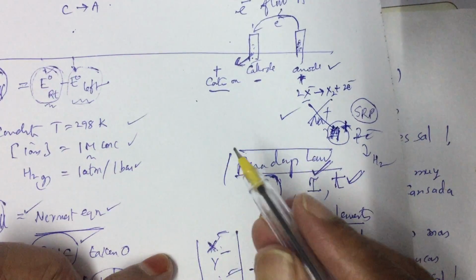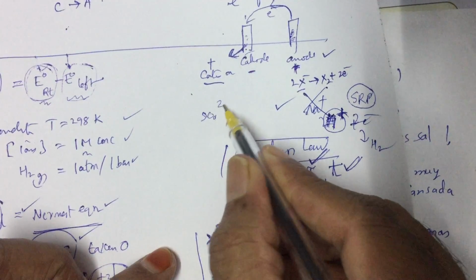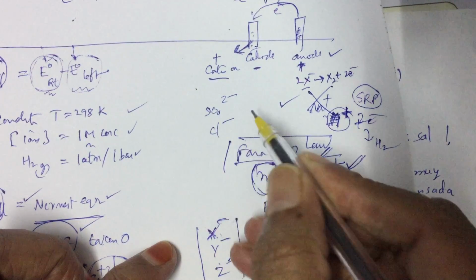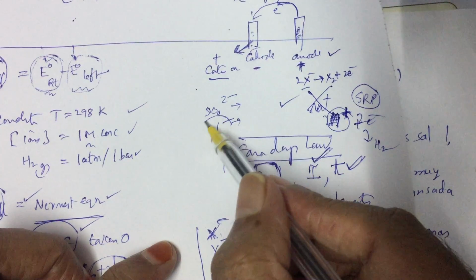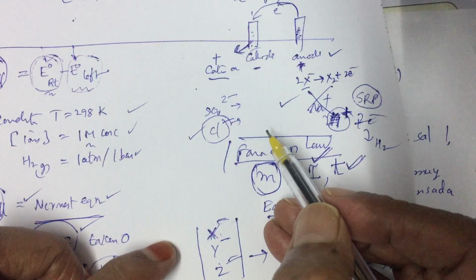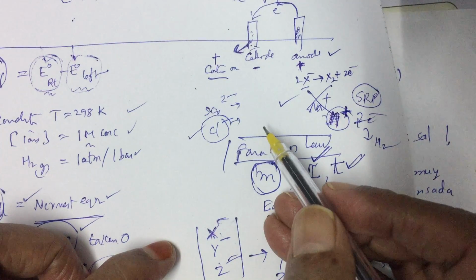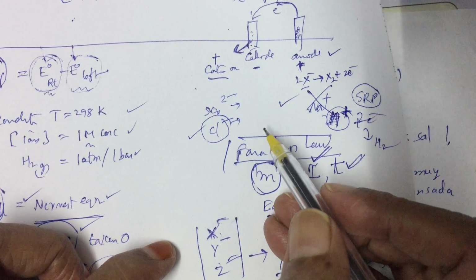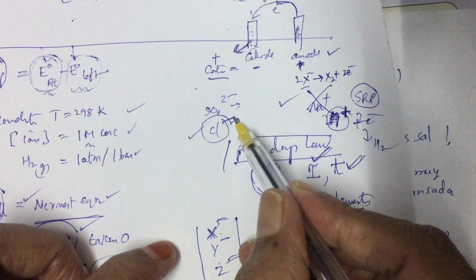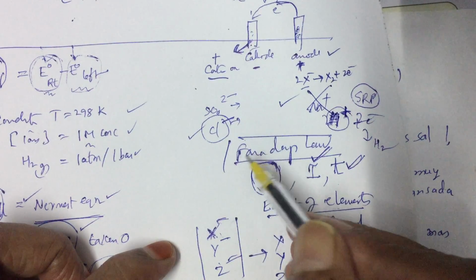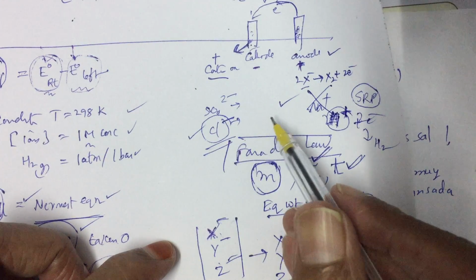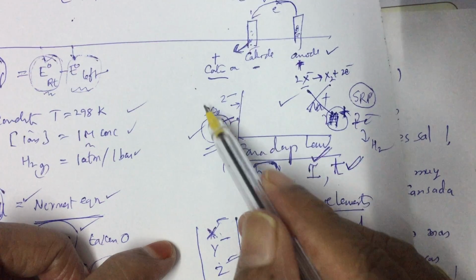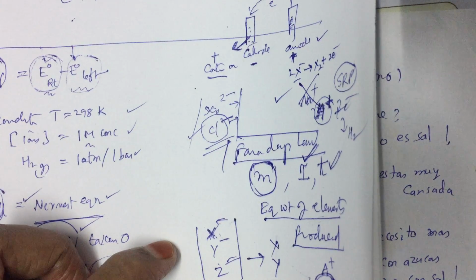Similarly, if we have sulfate ions and chloride ions in aqueous solution, who will lose electrons first? The chloride ion will lose electrons first. The reason is the chloride ion has lower SRP. The one with low SRP will lose first. So we always try to explain the feasibility or the preference of the electrode reaction based on SRP. This is the input related to these two cells. Hope you understood.